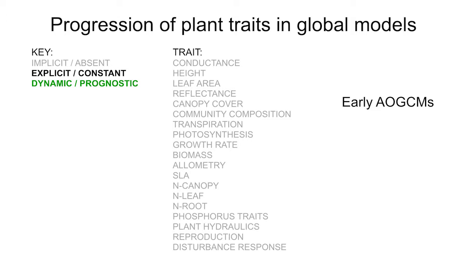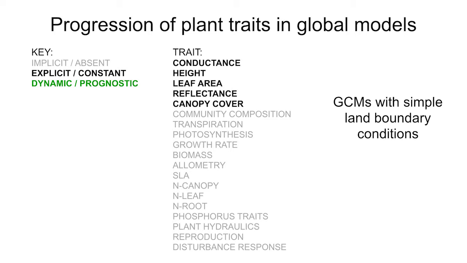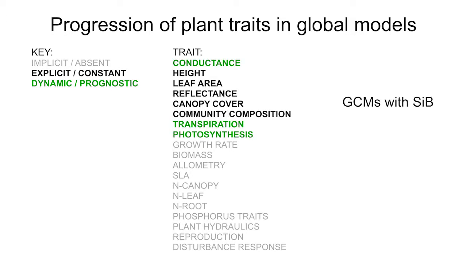And as we move to the first generation of GCMs that had this simple land boundary condition, as I already said, now we have a few things that have become explicit. They're constant, but they're explicitly represented in the model. Moving to, for example, SiB as a new generation of GCMs with a little bit of biology, now conductance was actually prognostic. Conductance was dynamic, as was transpiration and photosynthesis in various flavors of that model. And other things are actually community composition is in there as an explicit constant factor now.